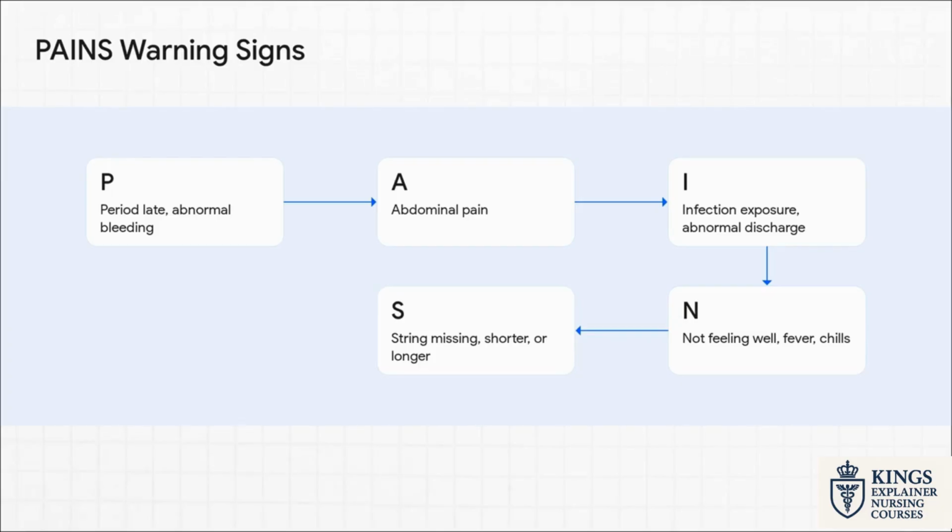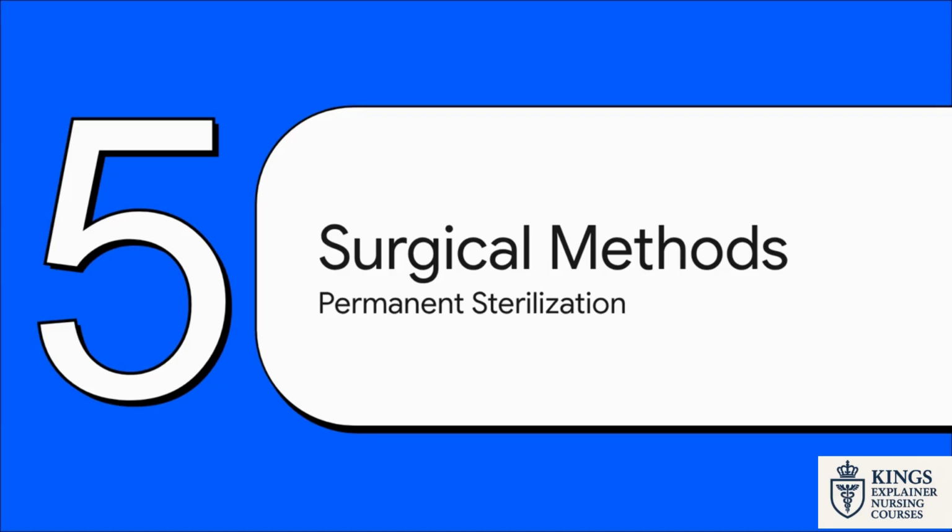Just like we have ACHES for hormonal methods, we have PAINS for IUDs. It's another must-know safety acronym. This one helps patients spot the signs of a serious complication, like an infection or the IUD perforating the uterus or even falling out. You'll teach them to check for their strings every month and to call immediately if they experience any of these symptoms. P is for period late, A for abdominal pain, I for infection signs, N for not feeling well, and S for string missing. PAINS.